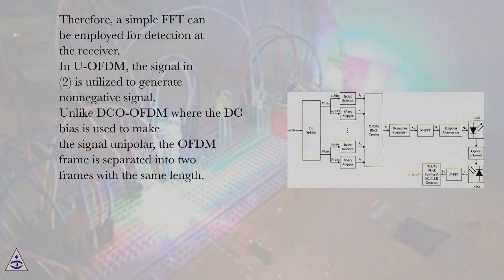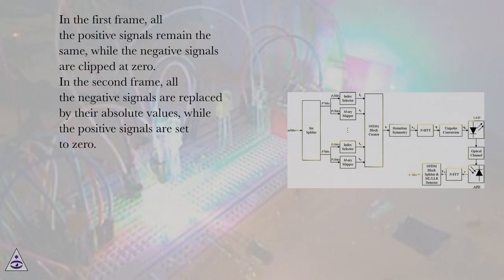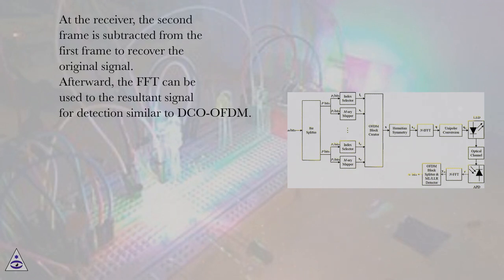In U-OFDM, the signal zn is utilized to generate a non-negative signal. Unlike DCO-OFDM where the DC bias is used to make the signal unipolar, the OFDM frame is separated into two frames with the same length. In the first frame, all the positive signals remain the same, while the negative signals are clipped at 0. In the second frame, all the negative signals are replaced by their absolute values, while the positive signals are set to 0. At the receiver, the second frame is subtracted from the first frame to recover the original signal. Afterward, the FFT can be applied to the resultant signal for detection, similar to DCO-OFDM.